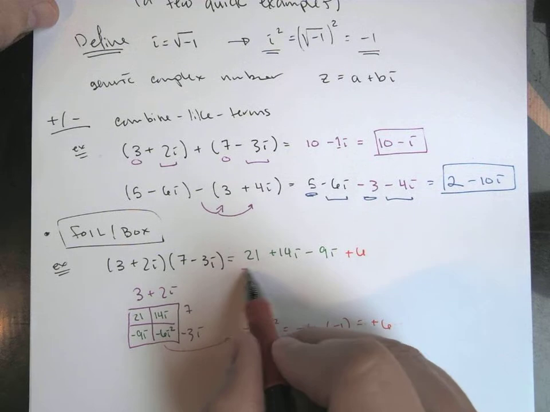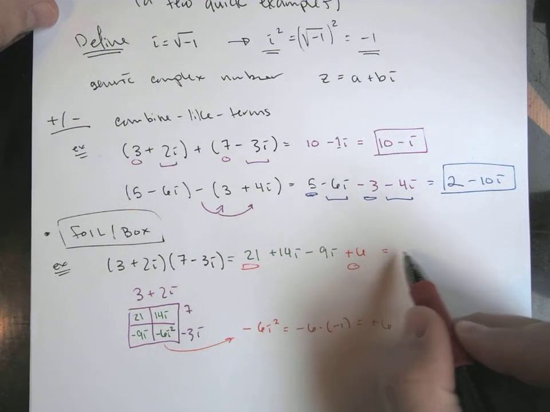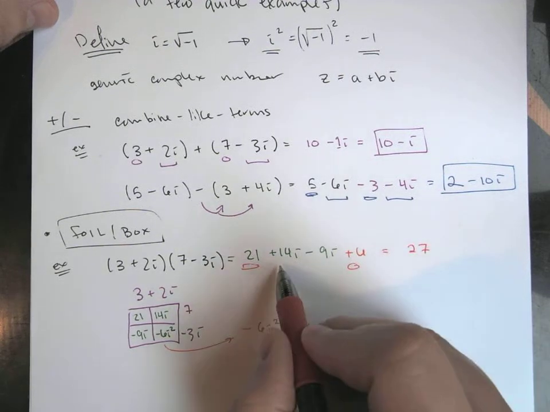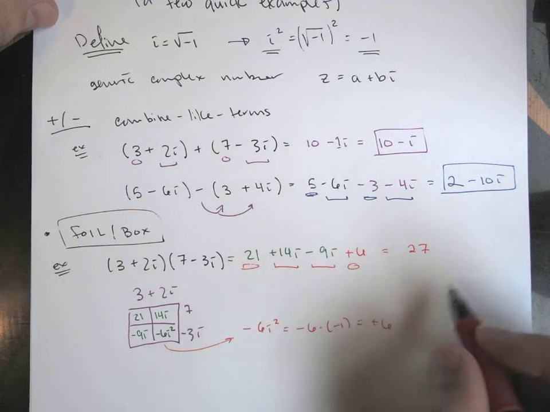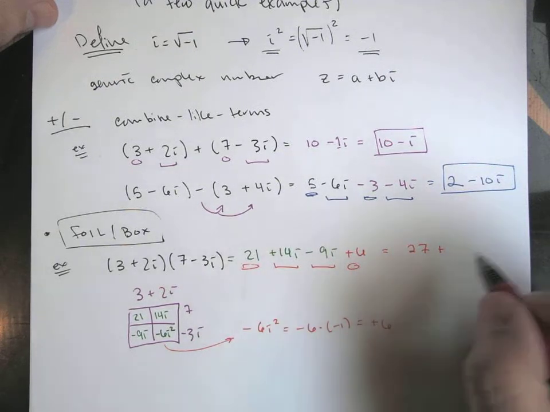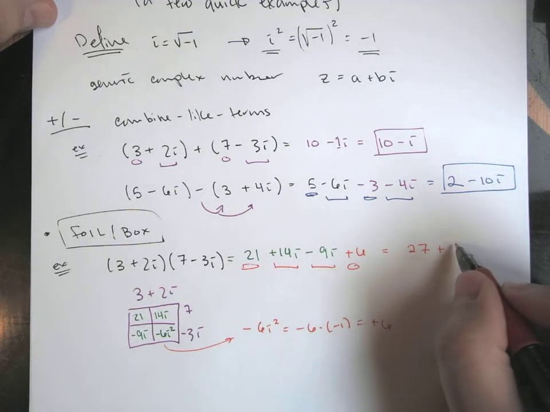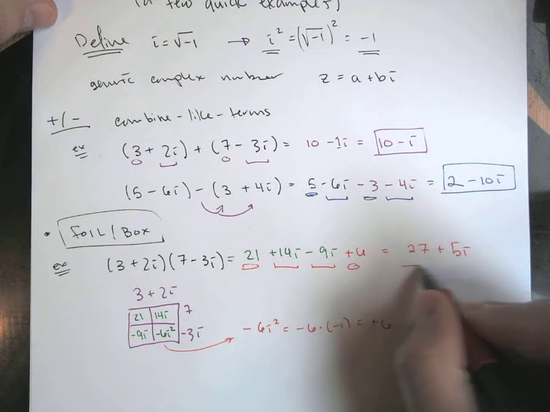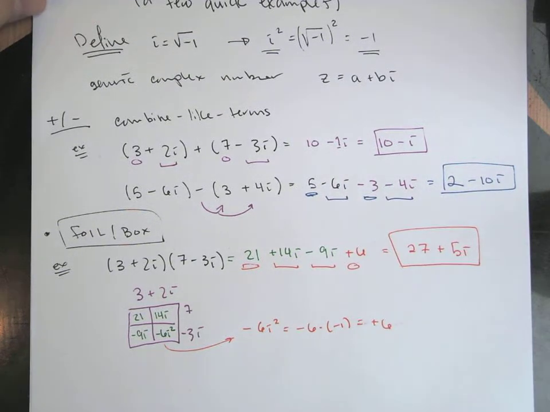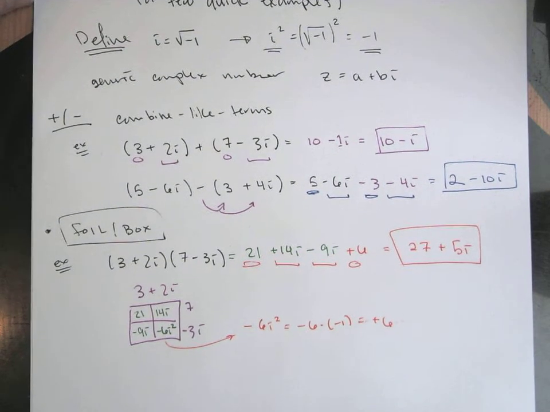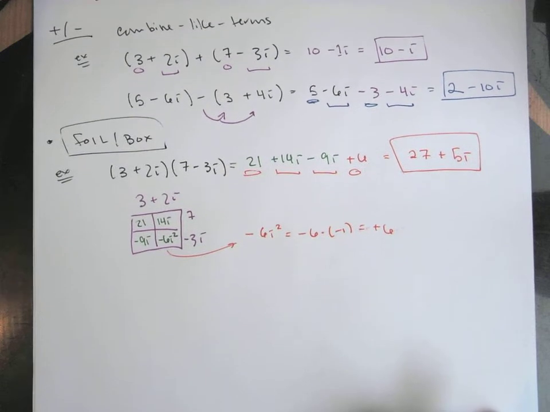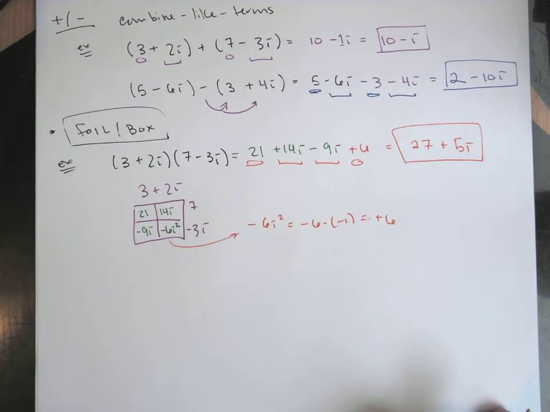So then as far as combining like terms, 21 and plus 6, well, that's going to be 27. 4i minus 9i, 14i. What are we going to be left with? 5i. Like so. So multiplication is just a matter of sort of foiling or doing a sort of box multiply setup.